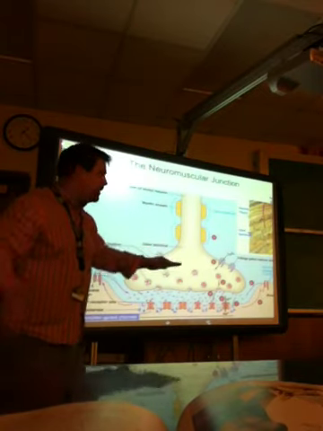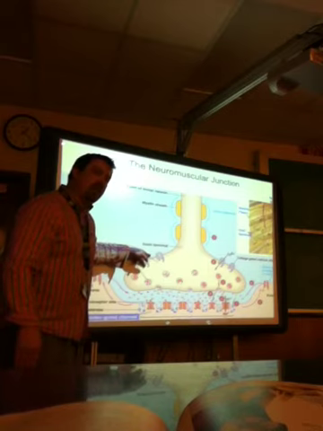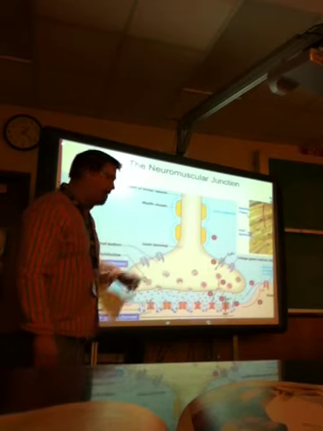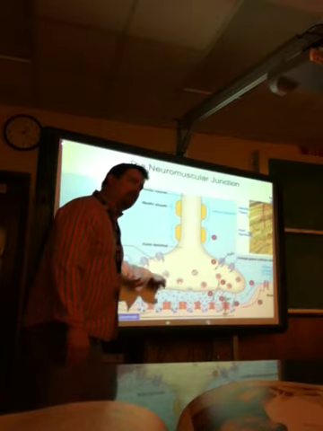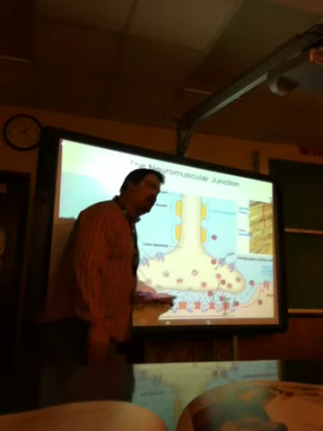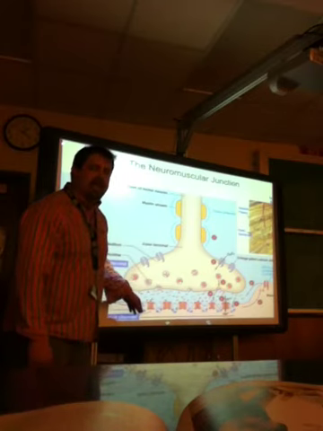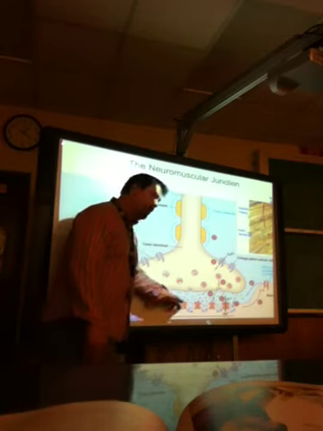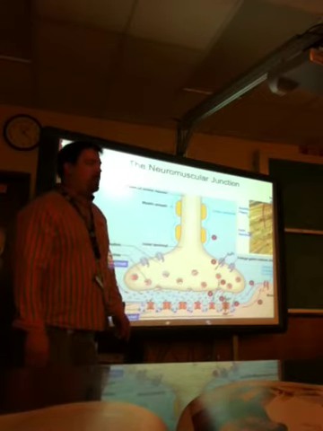Quick review. Action potential. Voltage gated calcium channels open. Calcium rushes in. Calcium attaches to the vesicles, causing the vesicles to fuse with the cell membrane, releasing the neurotransmitters into the cleft. The neurotransmitter in this case? ACH, acetylcholine. It attaches to receptor proteins on the muscle cell surface.